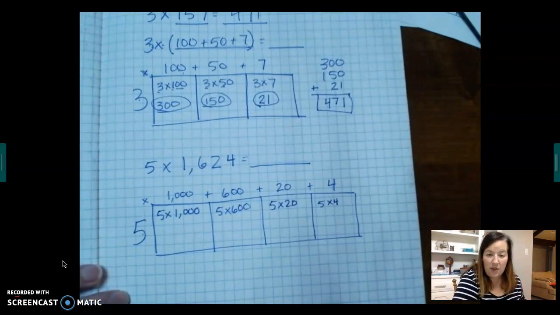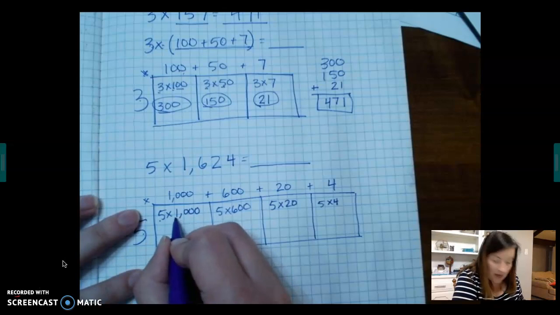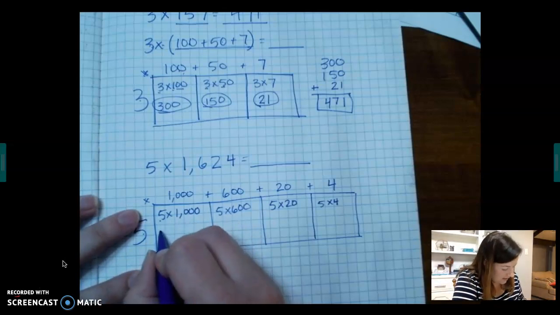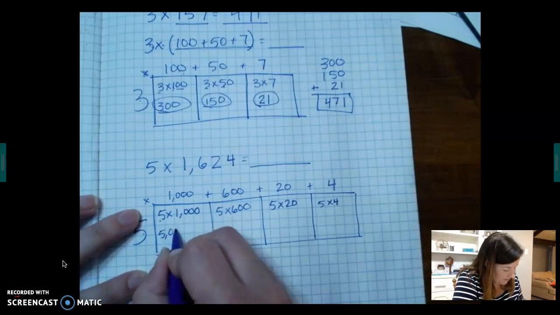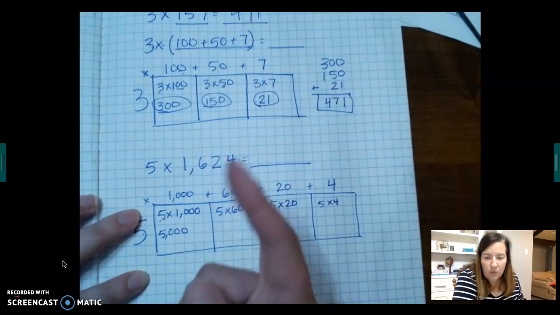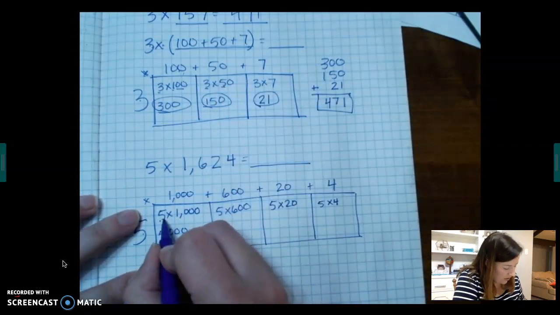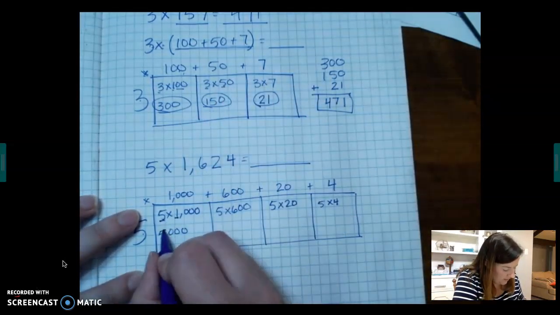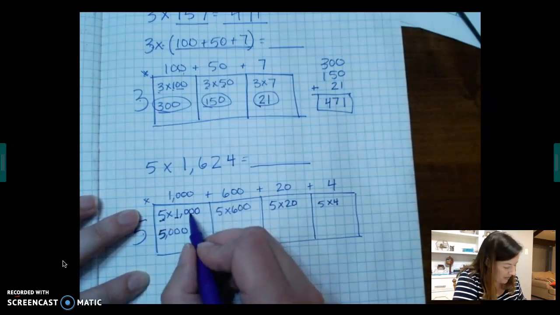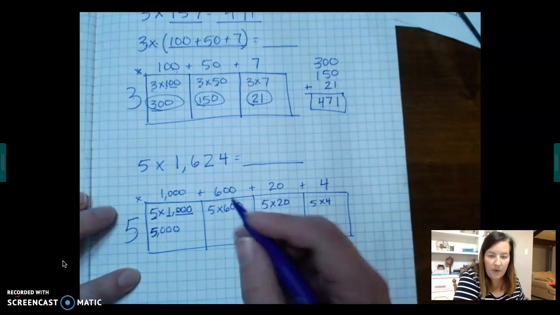Now we actually have to solve them. We can do it. Okay, 5 times 1,000 is 5,000. If you didn't know that, you could count by thousands: 1,000, 2,000, 3,000, 4,000, 5,000. Or you could do 5 times 1 is 5. And then how many zeros? 1, 2, 3. Add 1, 2, 3 zeros.